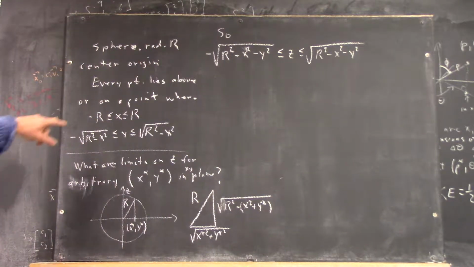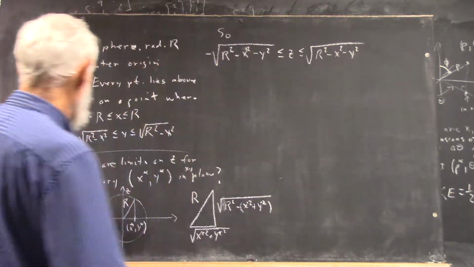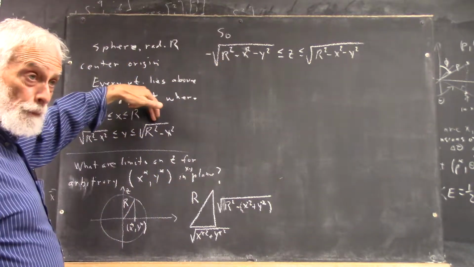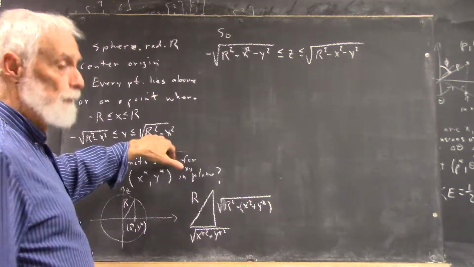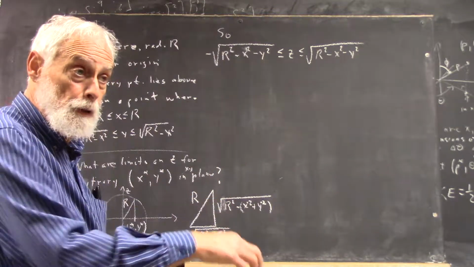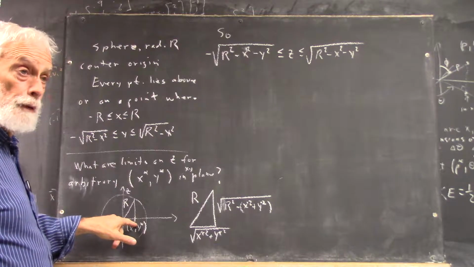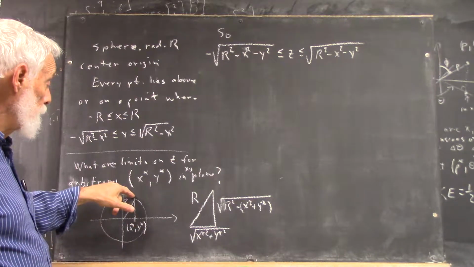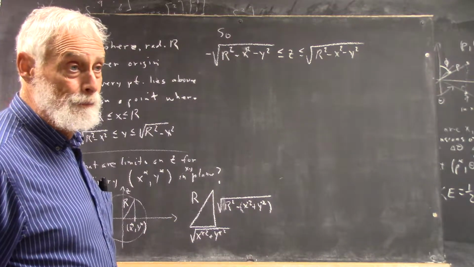that's your third condition. If X is allowed to go from negative R to R, and then Y from negative square root R, okay? Then you have a description of the circle in the plane. Then you just take a typical point on that circle and ask how high do you go, how low do you go? And it comes out real easily. Okay?